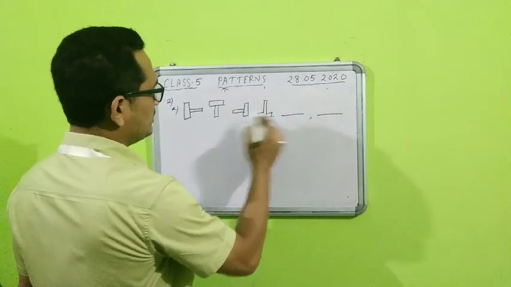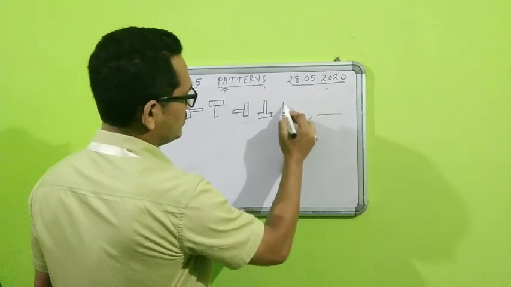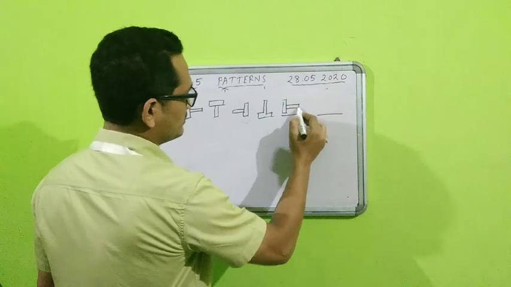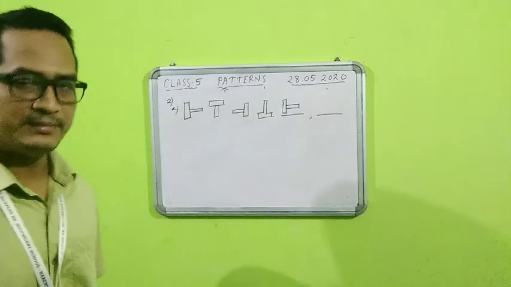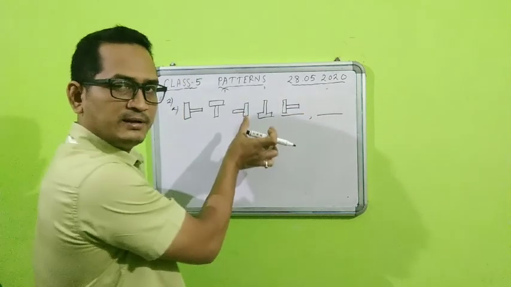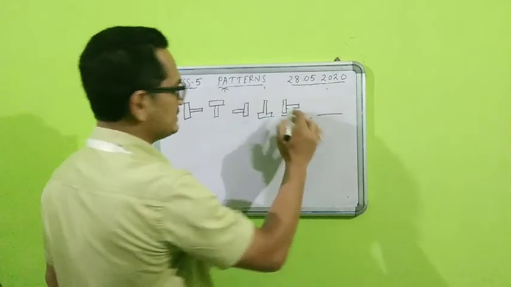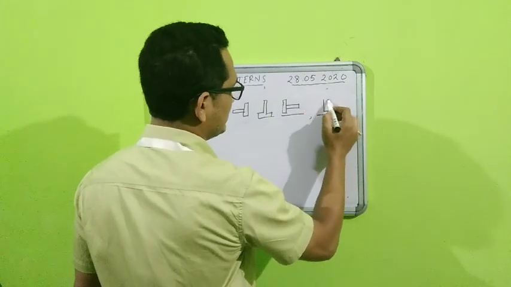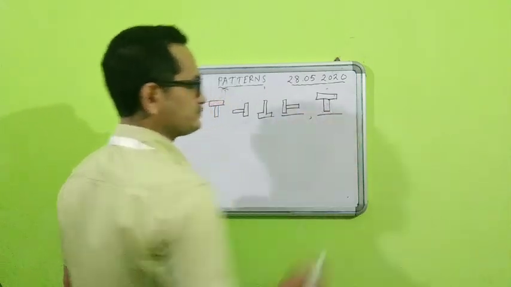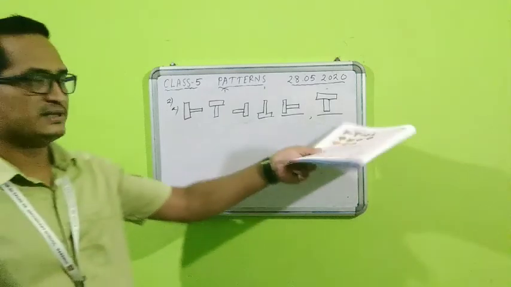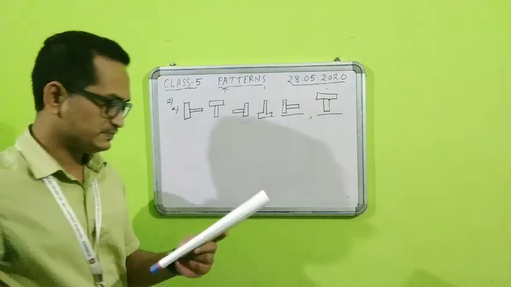So if you see this one, the next one will be, if I rotate it again one more time, particularly for 1/4 turn, it will look like this, and the next one will again look like this. So these will be the two missing figures in that particular pattern.